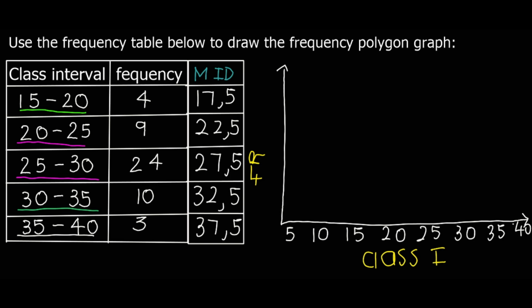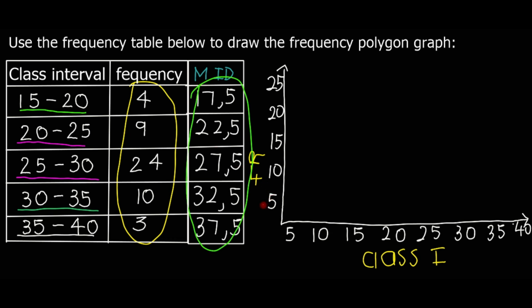So the frequency is this one. So I can do the same thing, because the key thing is to use the scale. So I can write them as 5, 10, 15, 20, and then 25. So from there when I draw the frequency polygon graph, we use these points for frequency and these points for the midpoint. So now let's draw.